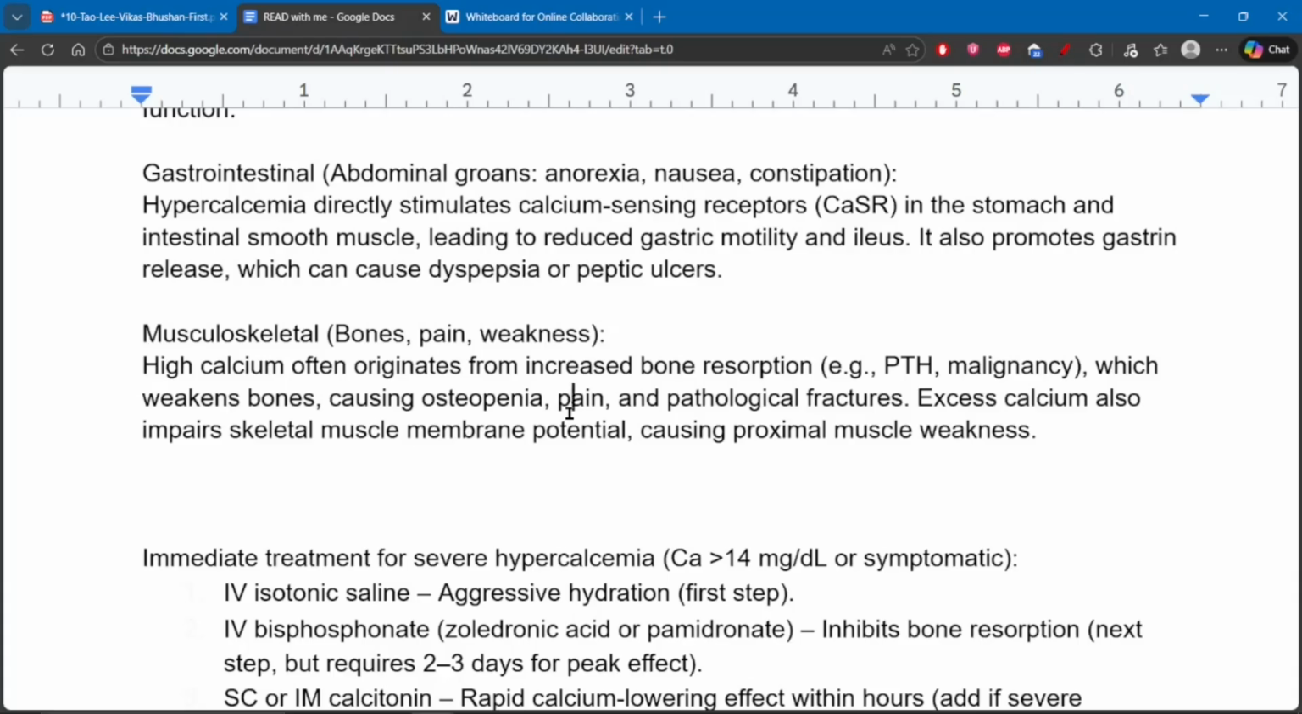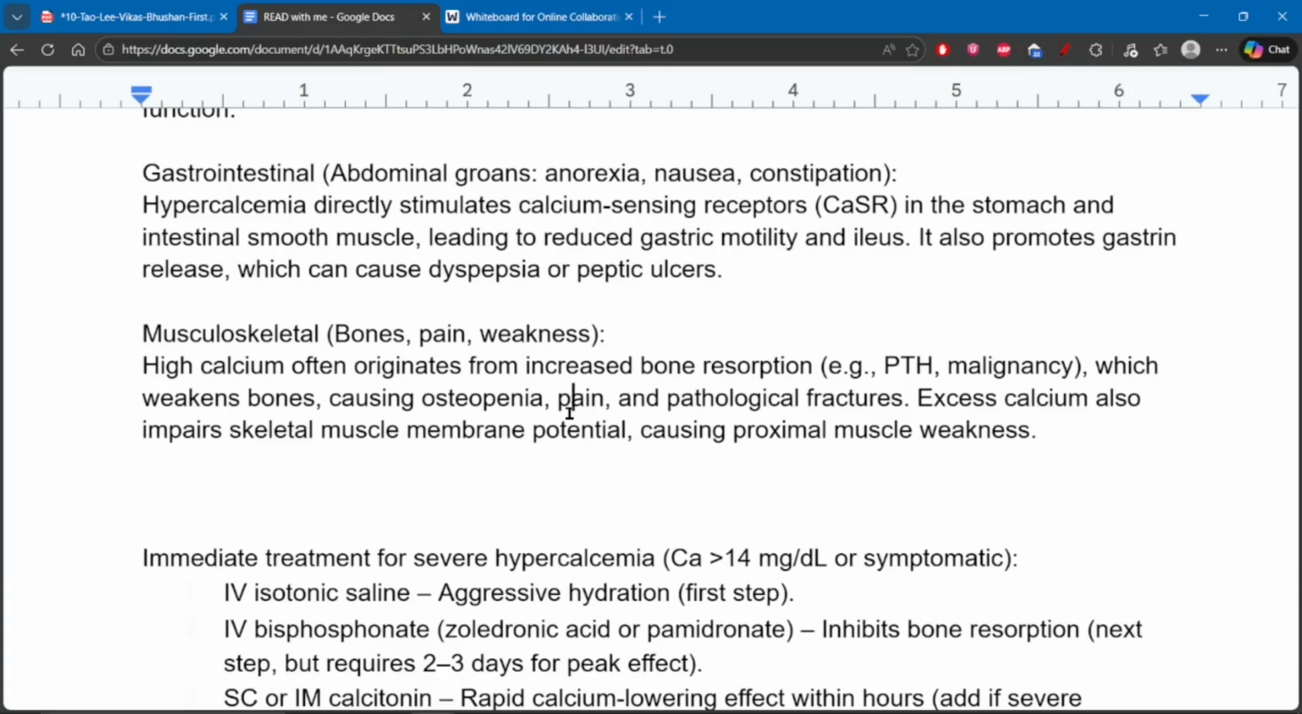How does it cause muscle weakness? Probably similarly to its effect in the neurons, in which it was raising the threshold and impeding the generation of membrane potential. So that's how it's probably causing the same thing.